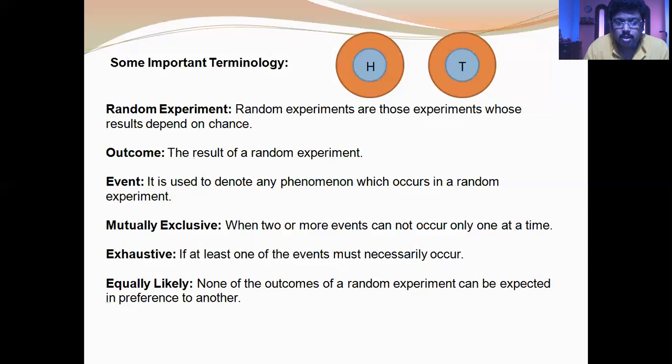Now equally likely. If none of the outcomes of a random experiment can be expected in preference to the other, then you can call them equally likely. When you flip a coin, you cannot expect what will happen, head or tail. You cannot prefer head. You cannot prefer tail. So none of the outcomes when you toss a coin can be expected in preference to the other. So these outcomes are equally likely.